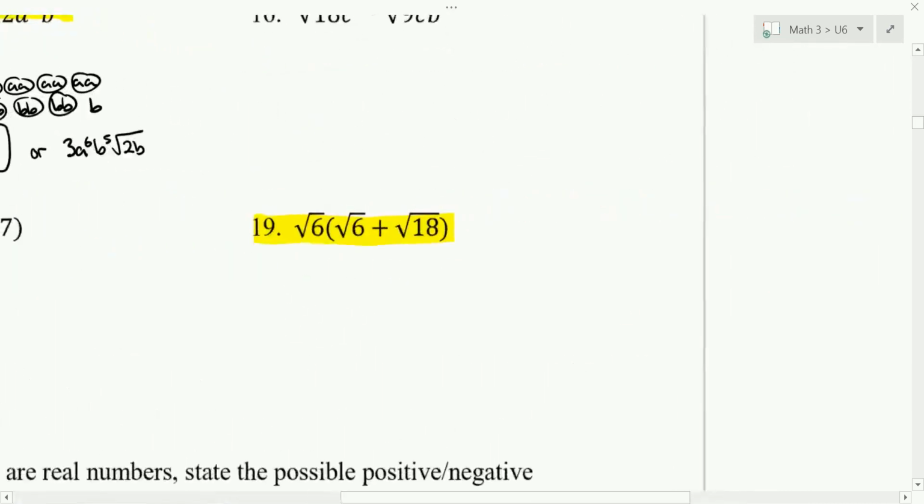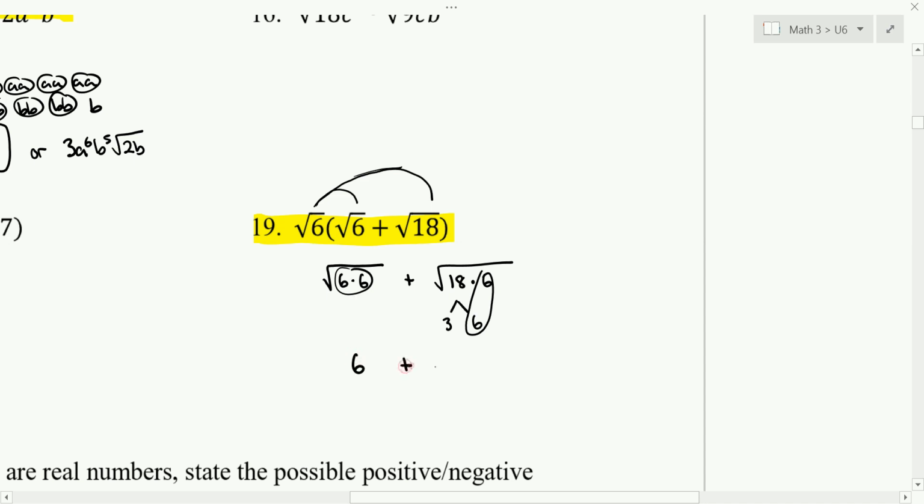Number 19, we're asked to distribute here. We're multiplying square root of 6 times square root of 6 and square root of 6 times the square root of 18. So that's going to give us the square root of 6 times 6, which we got a pair there, plus the square root of 18 times 6. And 18 times 6, well, 18 is 3 times 6. So there's a pair of 6's and a 3 left out. And so we end up with 6 plus 6 square root of 3.